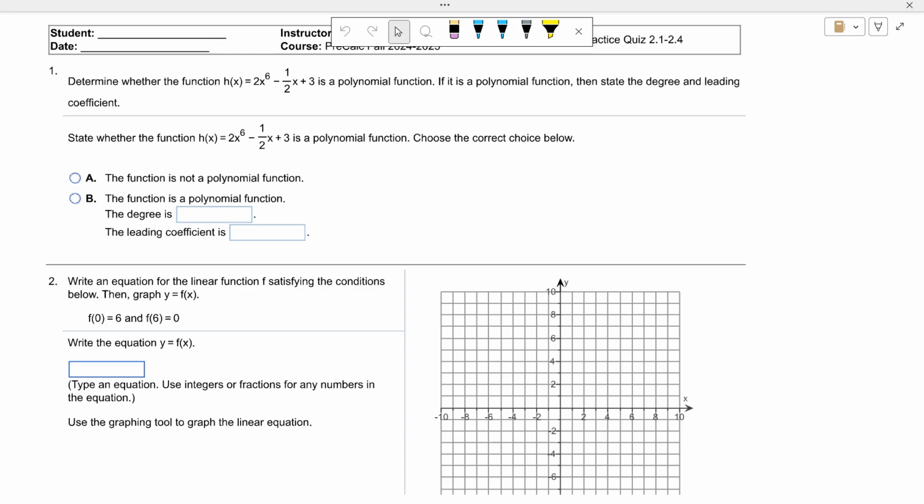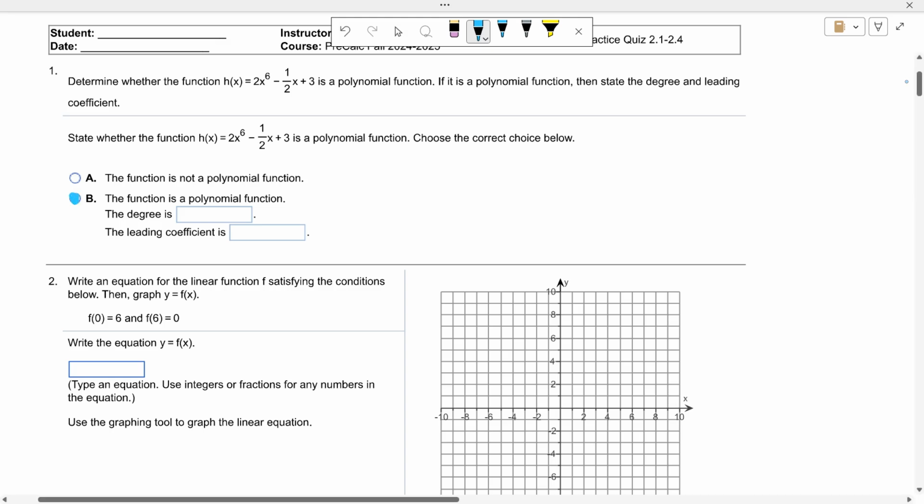Okay, polynomial function. Is this a polynomial function? How do we know? Because it's got more than 3 terms. No, but that's nice, but no. It's got exponents, but it doesn't have to have exponents to be a polynomial function.